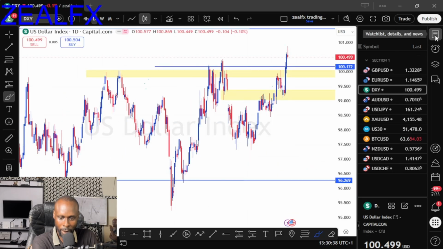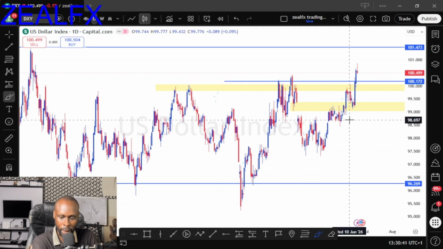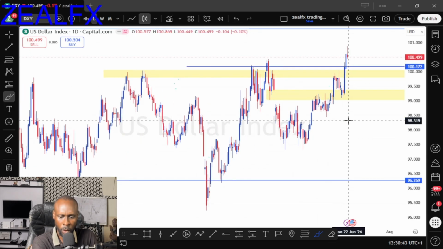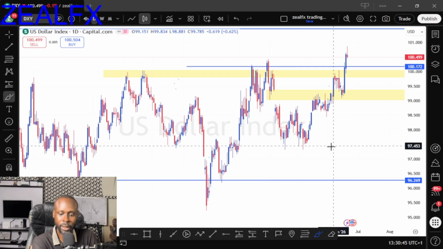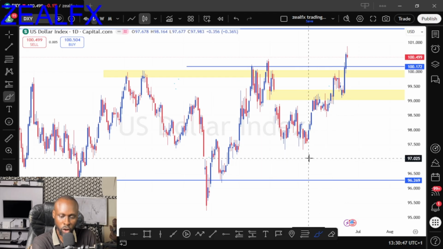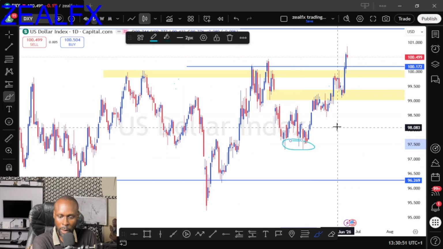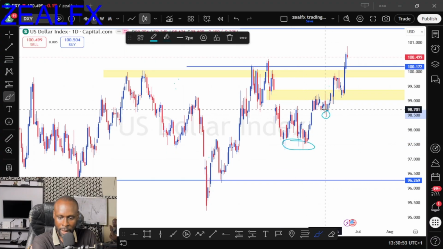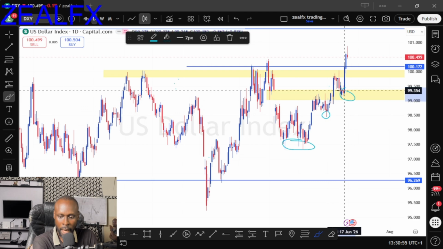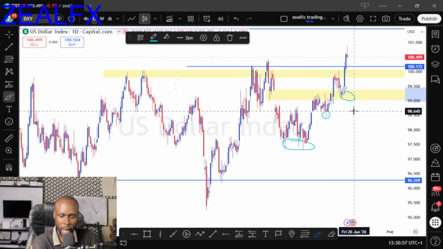So let's look at our next pair, which is the dollar index. On the dollar index, we can clearly see that we still have this bullish structure. You can see we have this double bottom here. Then we have this higher low and higher low. So this series of higher lows indicates bullish momentum for the dollar index.